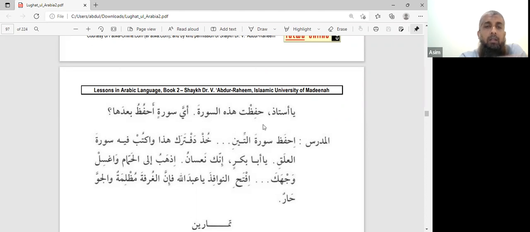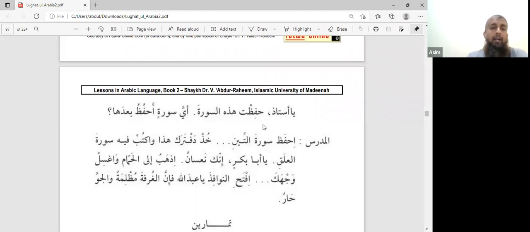Khudh daftaraka. Khudh is the command form of the verb akhada. Akhada, yeah, khudhu, khudh. Right? So this means to take. Khudh daftaraka. Take your copybook. Daftar means copybook or notebook. So he's saying take your notebook. The ka is of course to indicate your. Khudh daftaraka. Take your notebook. Hada, this. Right? So he's basically handing it to him. Take this, your notebook. All right?